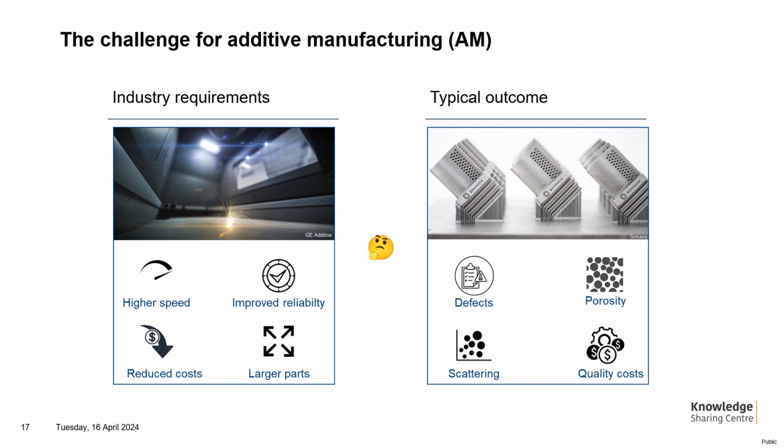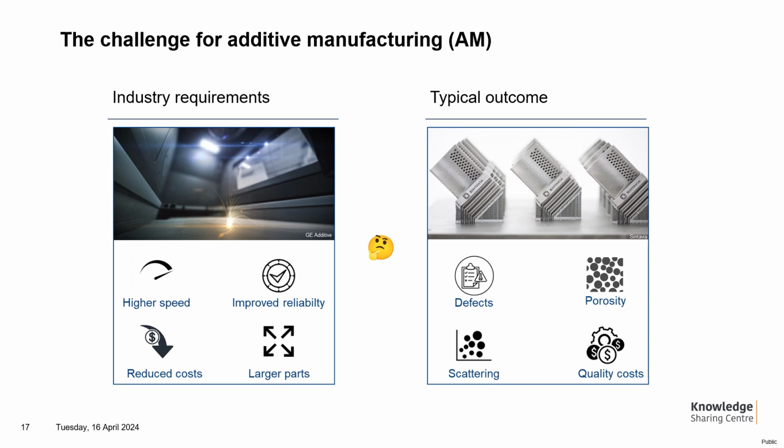The challenge for additive manufacturing is highlighted on this slide. Nowadays, for effective production, high printing speeds are mandatory. Simultaneously, costs shall be reduced while parts are getting bigger and improve reliability. However, the typical outcome is shown on the right-hand side. We have to deal with defects, scattering, and in the end, of course, quality has its costs.